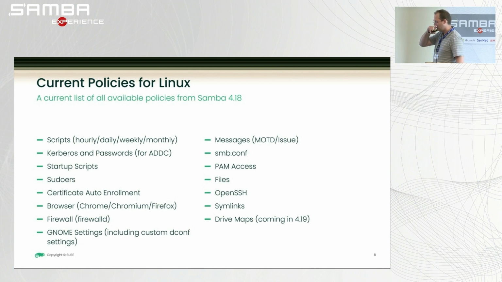PAM access, that one's an important one that lets you configure who has access to the machine. There's a files policy that deploys files. OpenSSH, symlinks, and then drive maps has not merged yet, but hopefully it'll be in 4.19. Drive maps is meant to be similar to the experience Windows users see, where it's going to map a machine and it'll show up in like Nautilus.